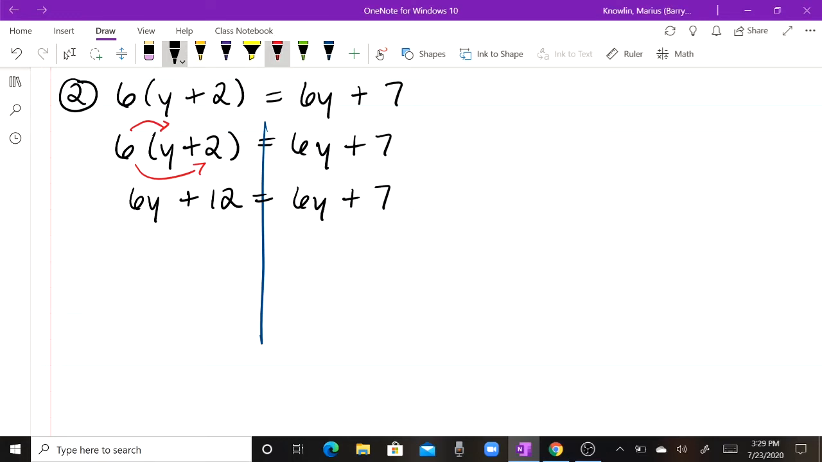Now we like to start by moving our variables and combining those together. Both of those are going to cancel out on each side, and we're going to get something that says 12 equals positive 7. At this point, we know by looking at this that in no situation will the amount of 12 ever equal 7. In other words, we would say that this is not true. And because it's not true, that means that it has no solutions.